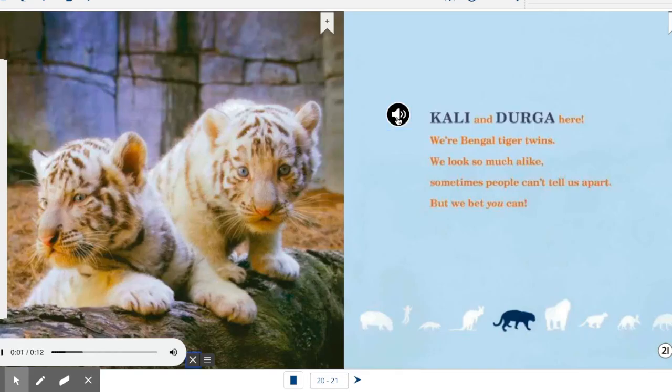Kali and Durga here. We're Bengal tiger twins. We look so much alike. Sometimes people can't tell us apart. But we bet you can.